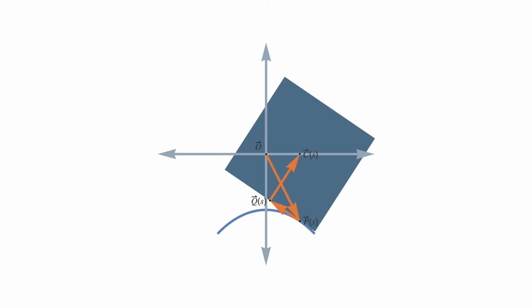And of course, the edge of the square from P to Q is perpendicular to the line from Q to C. In your homework, you'll use these relationships to derive an equation for the path C of s in terms of the shape of the arch, x of s comma y of s. From there, you'll be able to derive a differential equation for the shape of the arch which keeps the y-coordinate of C of s equal to 0.